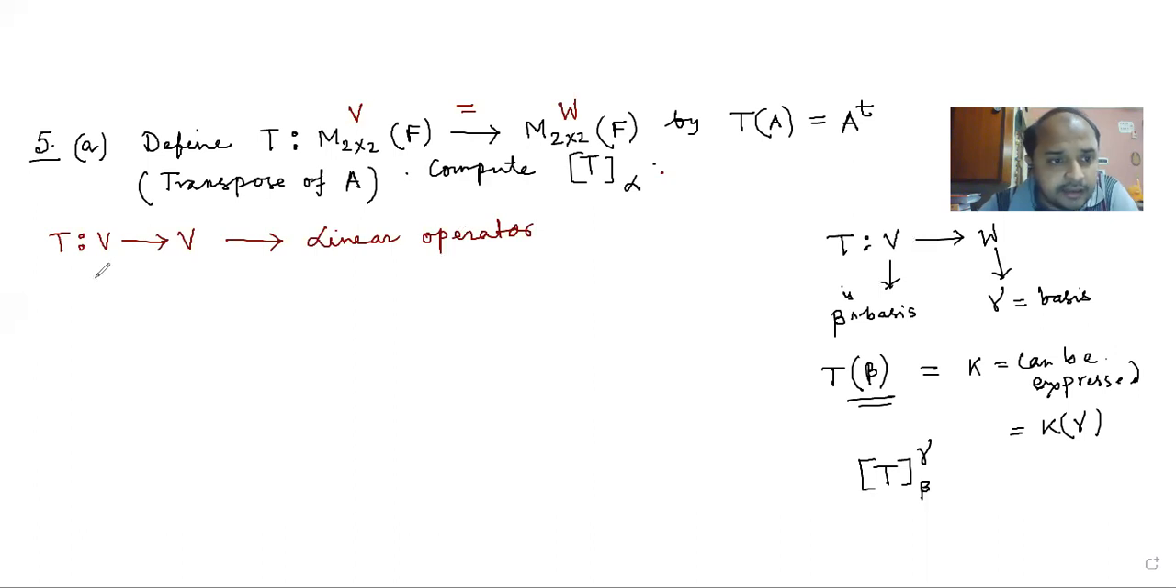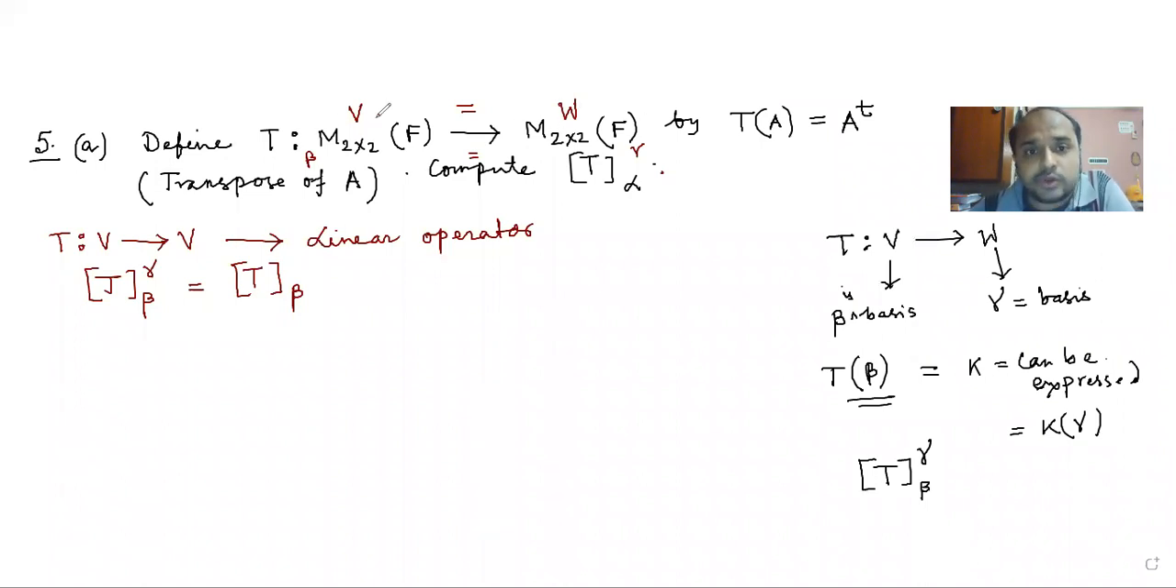So if T beta gamma is the matrix representation of the transformation, here the two bases are the same, so we represent it simply as T beta. We do not write gamma, because here gamma and beta are the same, since I'm talking about the same vector space. Such a transformation is called a linear operator. I told this, I can recall. So this is a special case. Therefore, in this particular problem, they have simply written the box T alpha. So alpha is the basis over here.